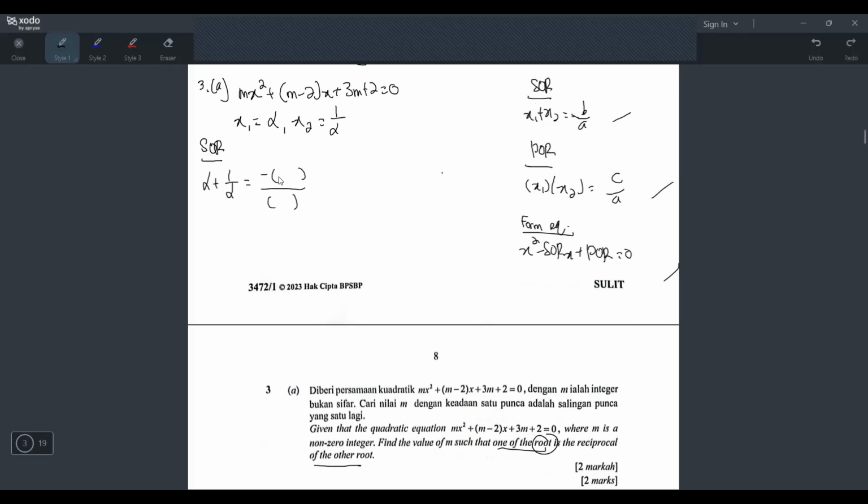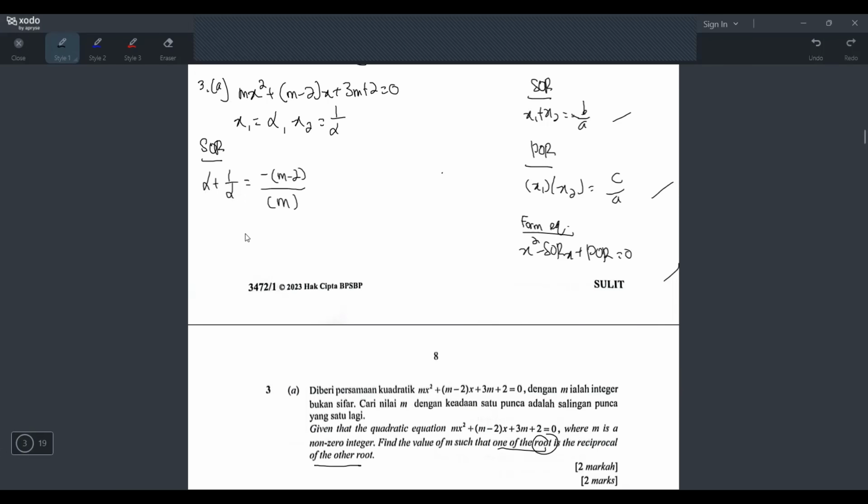Okay, what is the b of the equation? M minus 2. What is the a of the equation? M. That is why just now you have to make sure it's in general form, because if it's not in general form, you can't do the solve. Because if it's not in general form, you cannot determine your a and b, right? That is why always make sure in general form before you do the solve.